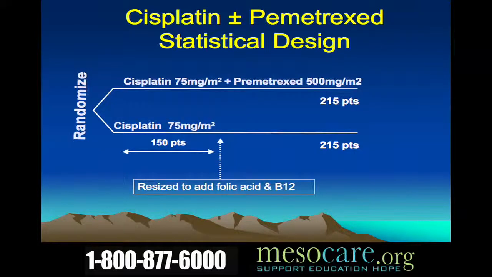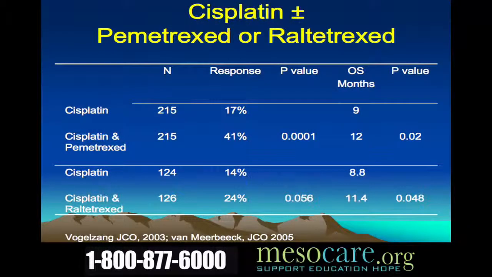In the study of Dr. Vogelzang, there was a lot of toxicity related to pemetrexed until they decided to add folic acid and vitamin B12, which became a standard of care for use with pemetrexed, and they had to remodel their statistics to come up with this number. And so this is the American study showing 17% for cisplatin and 41% for the combination, with a 3 months difference in overall survival. And then in the European study, about the same response rate for cisplatin single agent and 24% remission rate for the combination, with survival that was similar to the one in the American study.